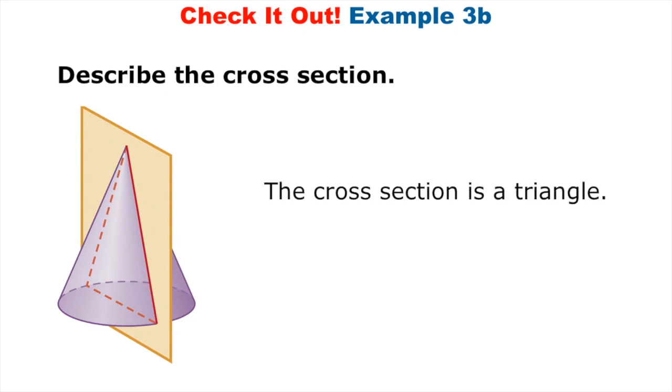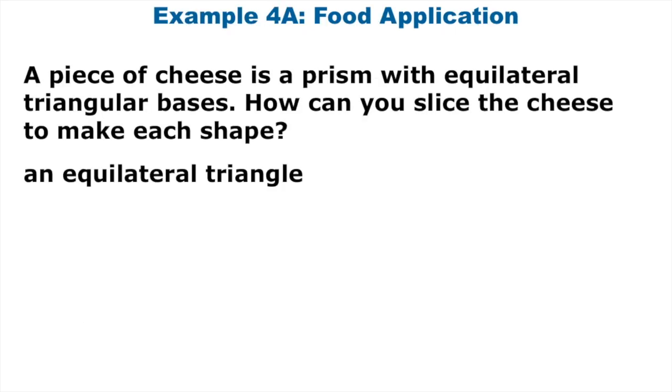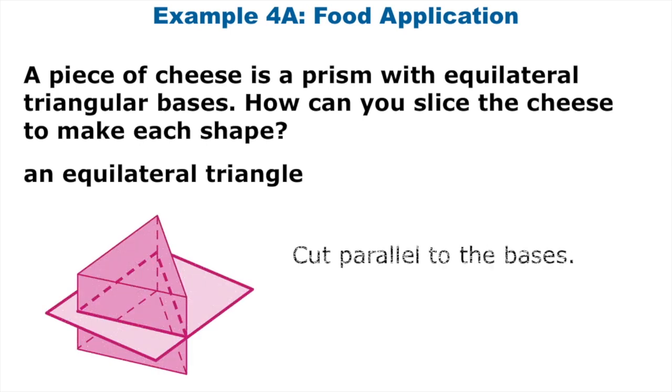This example is a little more complicated because there's not a picture. You would have to think about what it's going to look like. A piece of cheese is a prism with equilateral triangular bases. So that's going to be a triangular prism. How can you slice the cheese to make an equilateral triangle? So this is what it would look like. So you would have to slice it parallel to the bases.